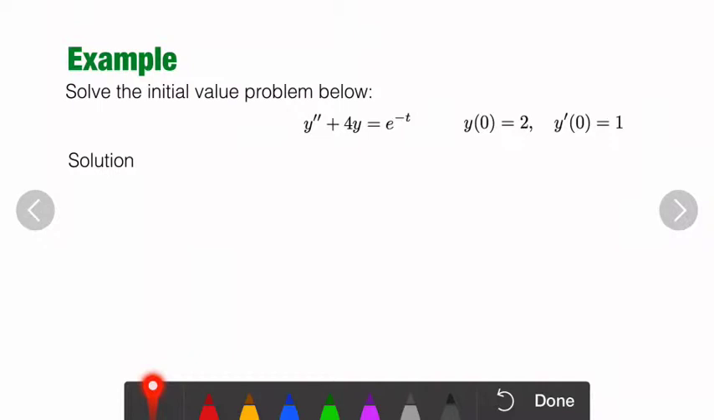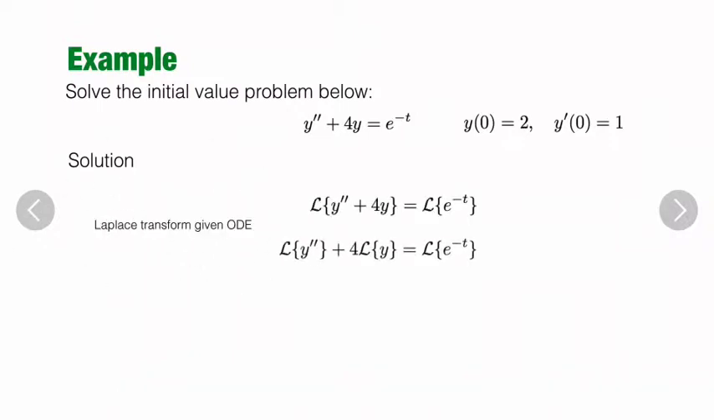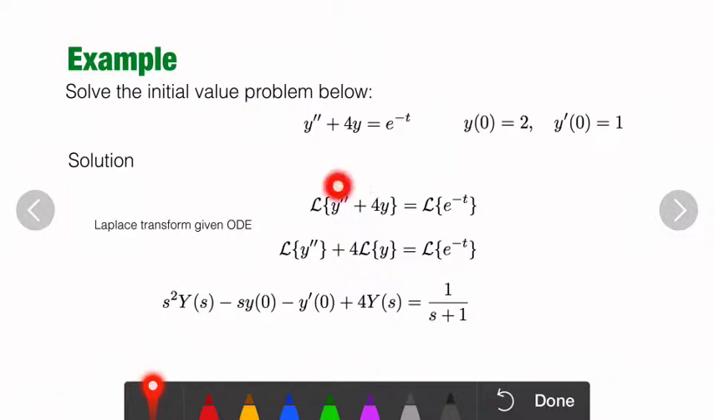First of all, we take the Laplace transform of the given ODE. That means we Laplace transform both the right hand side and the left hand side. For this one we use linearity, so we Laplace transform the y double prime as well as the y. The right side is very easy: you just Laplace transform the exponential e to the negative t, and you will get this.